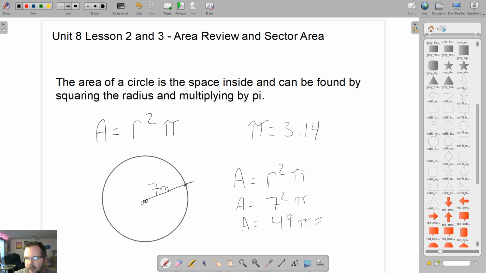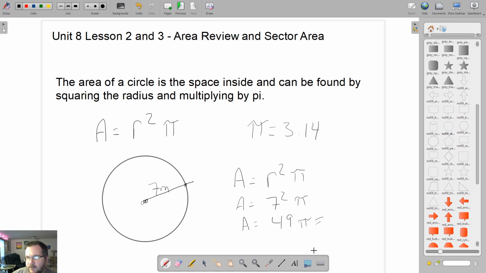If you're using your calculator though, and you do 49 times 3.14, let me figure this out. So riveting content here. Almost like you're in class with me.